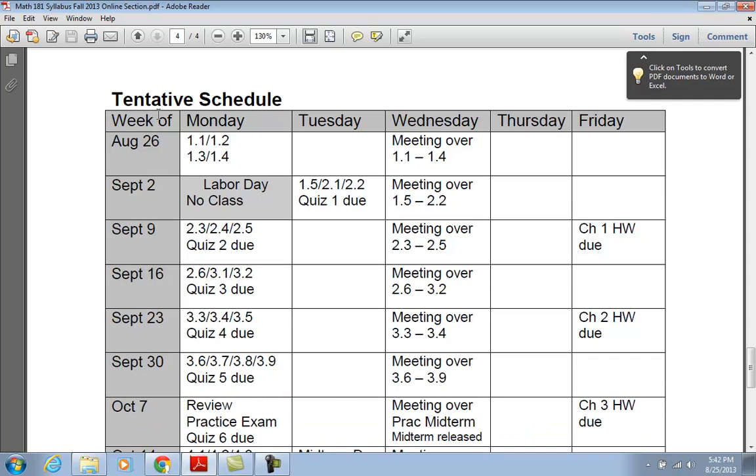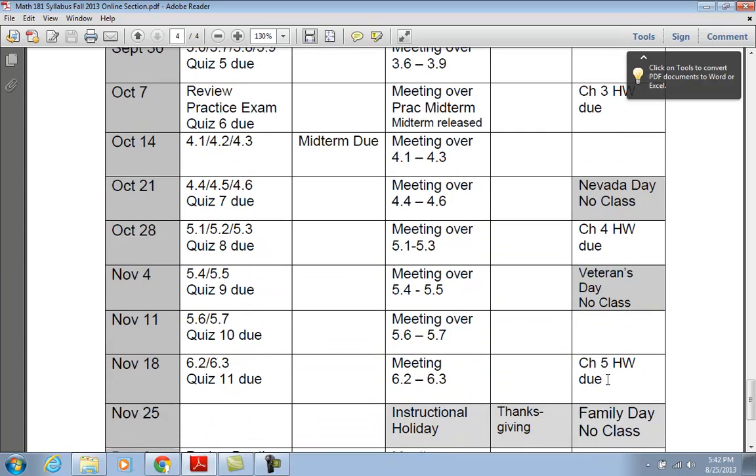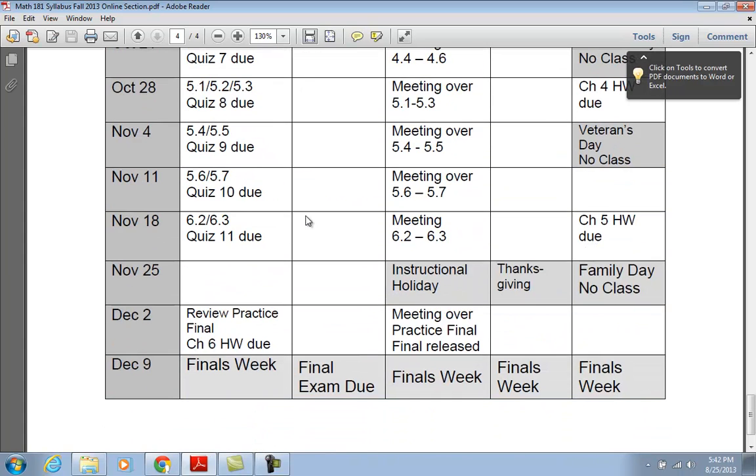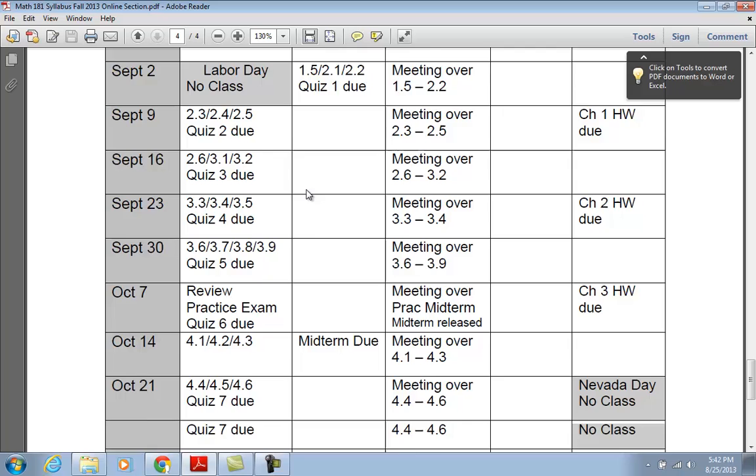Okay, tentative schedule. So here's our schedule. Notice that the first week we're covering a lot of sections, and really none of it's review. It's all new stuff. But we have so much to cover in this class, we really have to keep that kind of pace going. I put here chapter 1 homework due, 2, 3, 4, 5, and 6. And then there are quiz due dates as well. Quiz 1, Quiz 2, Quiz 3. Now the quizzes are all taken in Canvas.